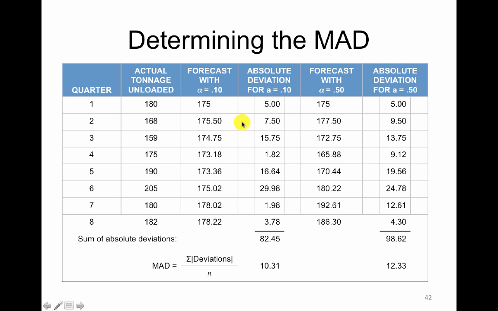Same thing here. And again, we're doing absolute values here, so there's no negative. And then you just sum that all up to get the 82, divide by the number of periods, which in this case is 8, and that gives you this value here.